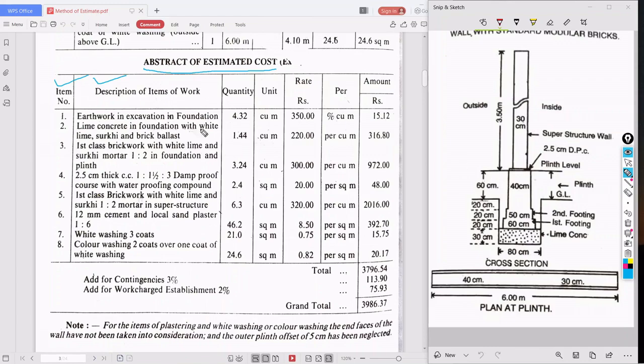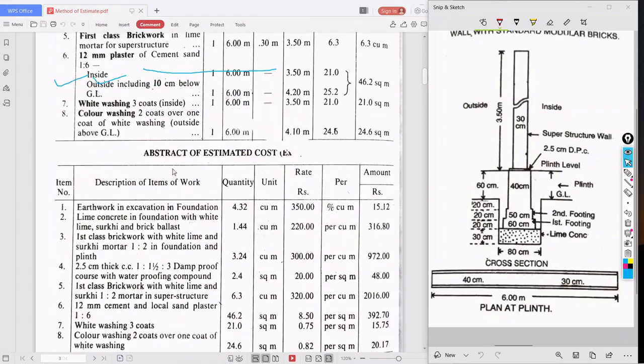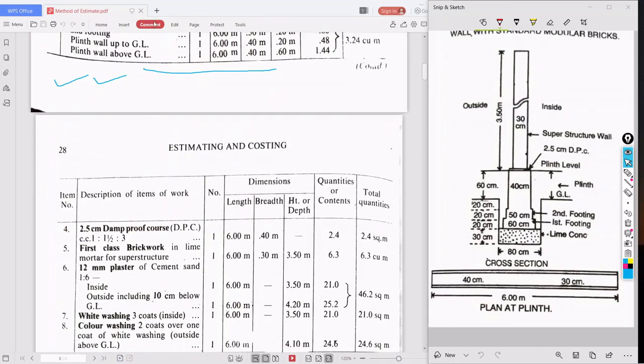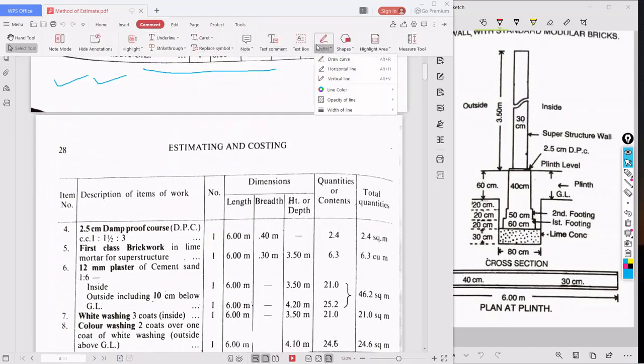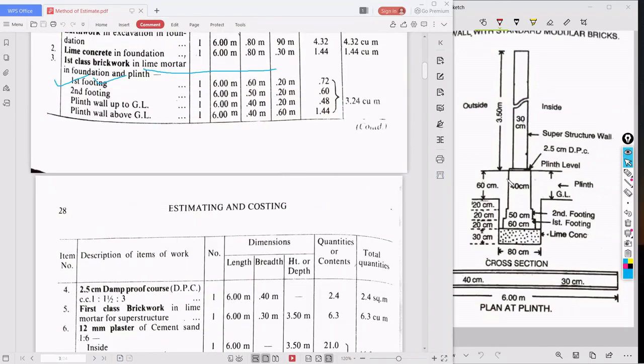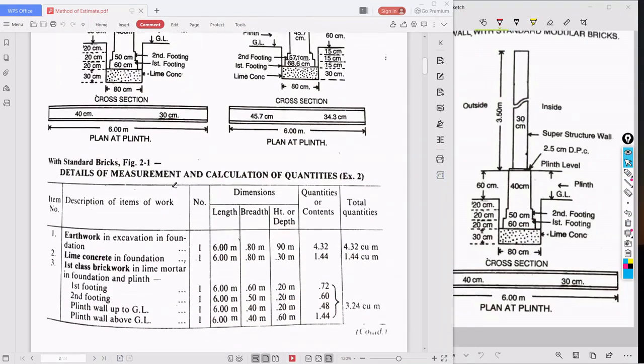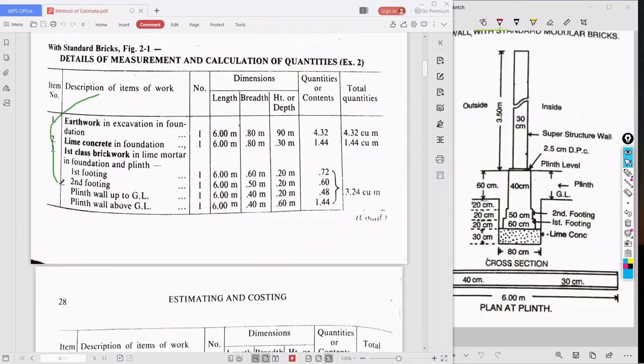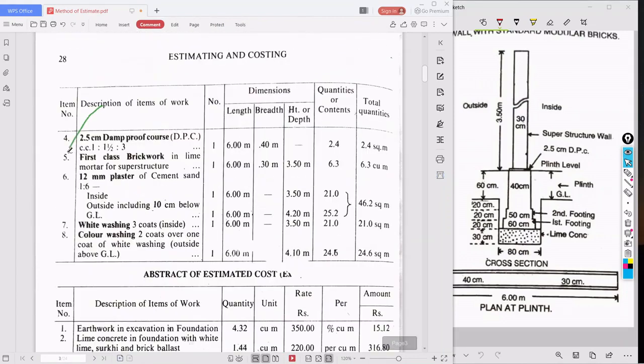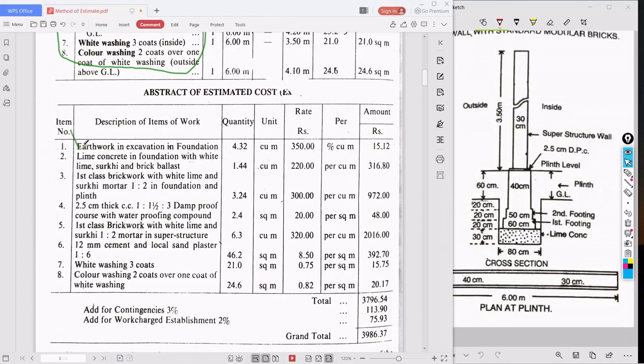So here the description is the same. Whatever description we have done in the details of measurement form, the same description of items of work will be here also. First, what we have done? We have done earthwork in excavation in foundation. Okay, that is the first work.